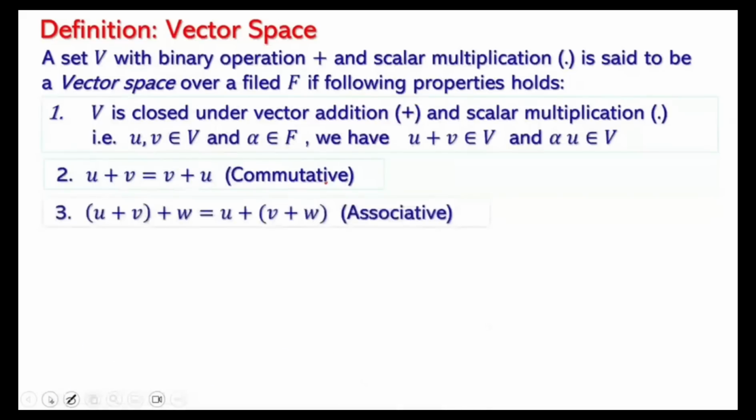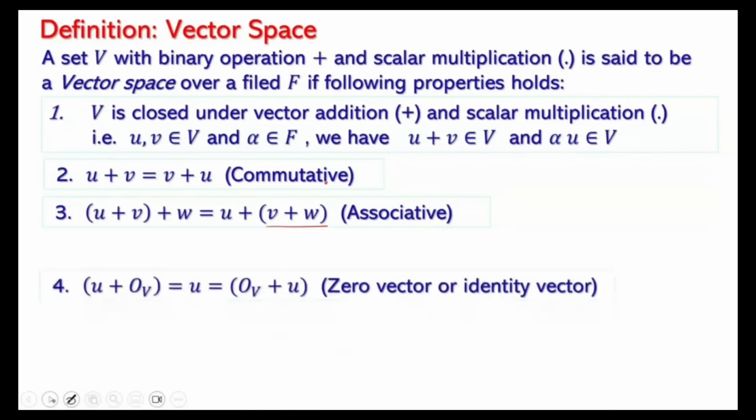Now we have the next property: U plus V plus W is equal to U plus V plus W, with the grouping changed. That means if you rearrange the grouping of the vectors, then the results must be equal, and this property is known as the associative property.